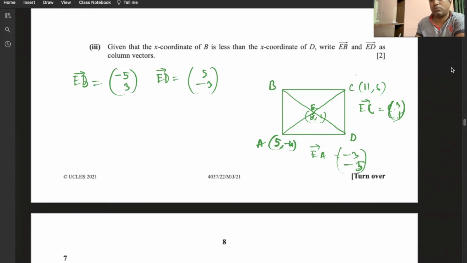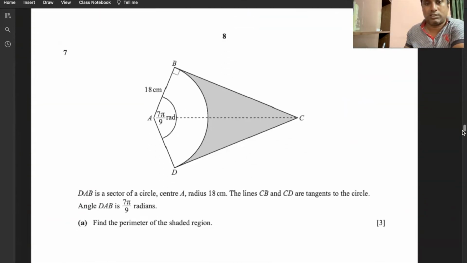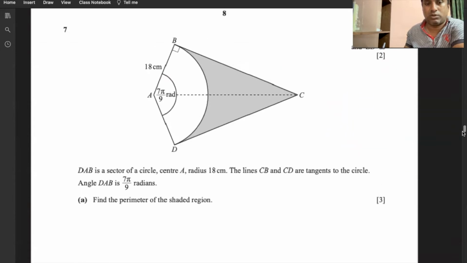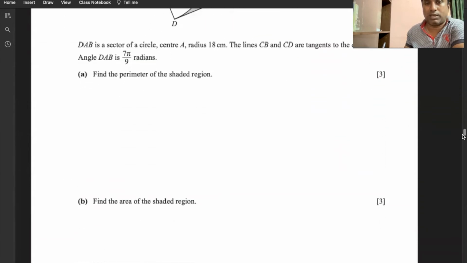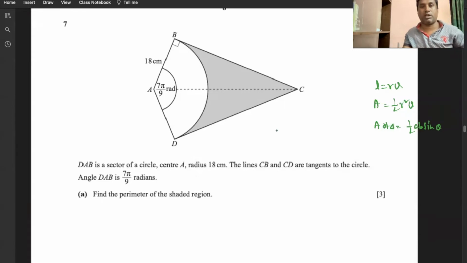Now let us go for the next question. This is the question. We know there are a few formulas we can apply, that is L equals r theta, A equals half r square theta, and area of triangle equals half ab sine theta. These few formulas are very helpful to solve this one.